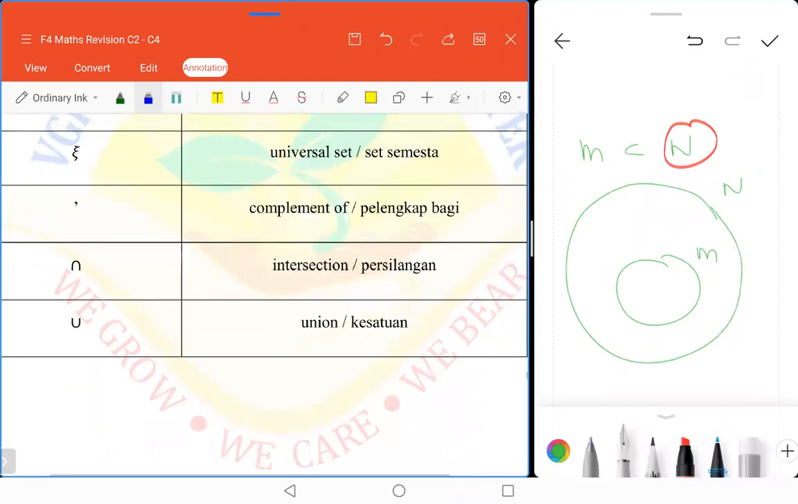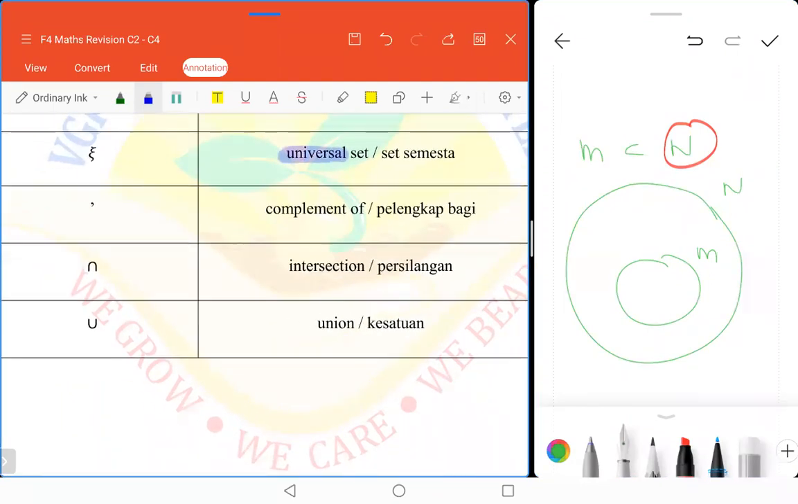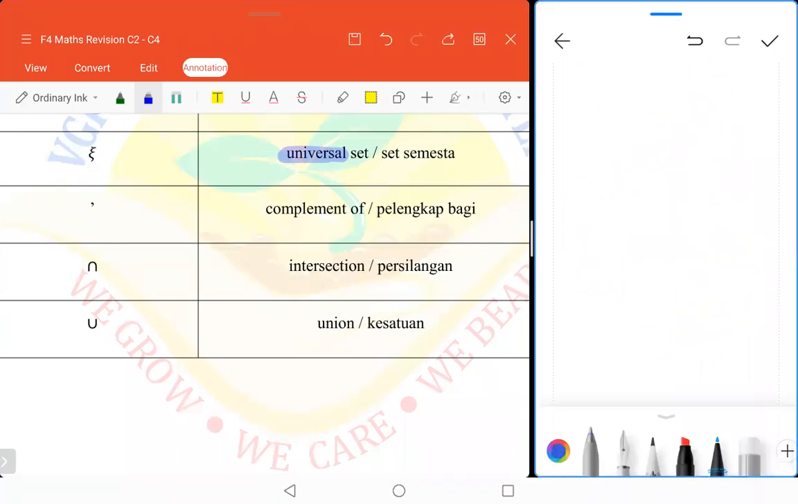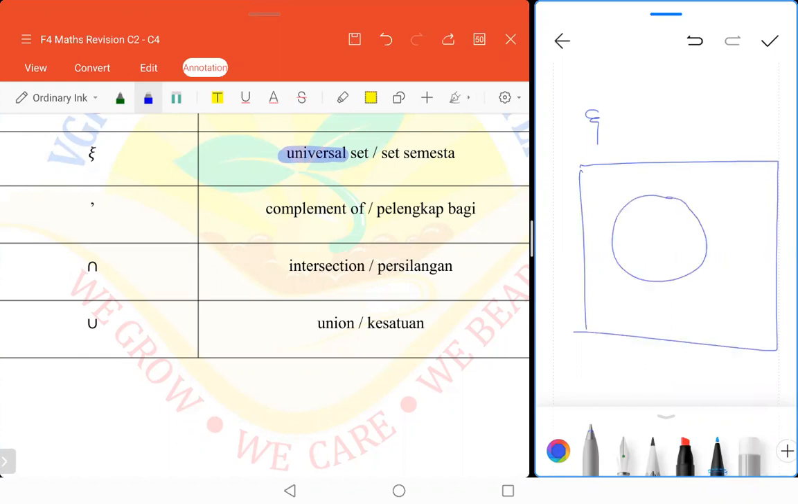Next, universal set. Universe means the biggest set. Universal set. So let's say the universal set is the square shape. Then we have a circle inside, set P. This is set Q. And maybe here we have set R. So P, Q, R are subsets of the universal set. The universal set is the biggest set over here.